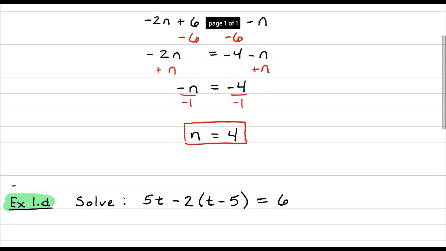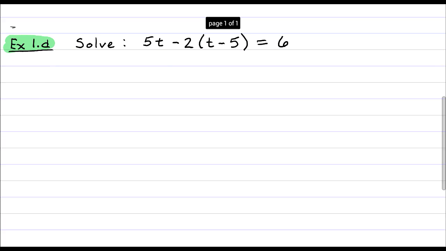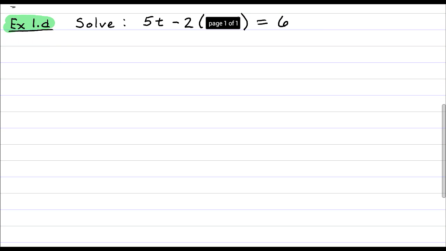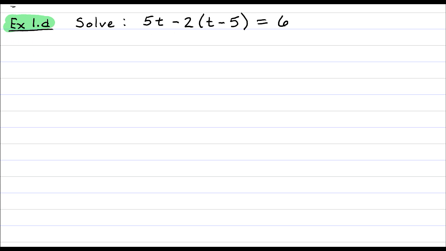So now let's go on to part D, which is very similar. Basically, just like before, we have some parentheses we need to get rid of, but since this is a minus 2, we need to be careful about the signs when we distribute. So, distributing, we're going to get 5t, and then I have minus 2 times t, so that's minus 2t. Then I have minus 2 times minus 5, so that's plus 10, equals 6.